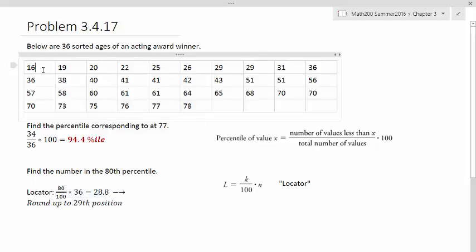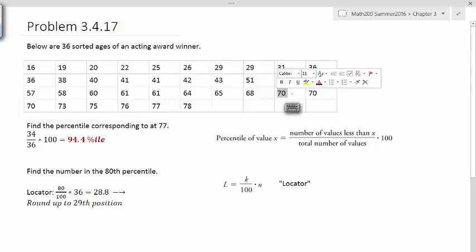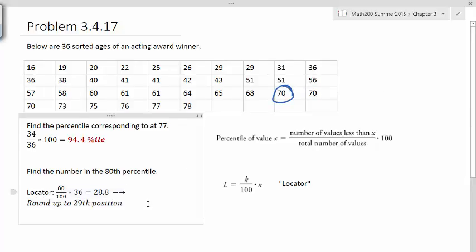So we just look at the numbers over here. This is the 10th, the 20th, the 30th, and this is the 29th right here. So this is our 29th position, and then we can make a conclusion. The value, or the age, of 70 is in the 29th position. So this is our value that we're looking for. We can conclude that the age of 70 is the 80th percentile. Okay, so this is our response.